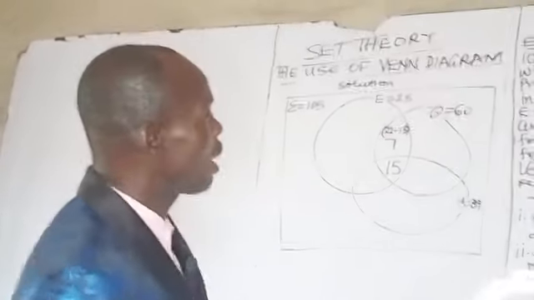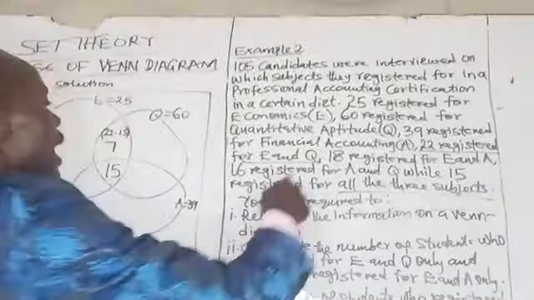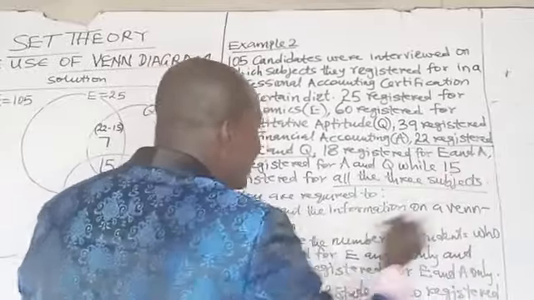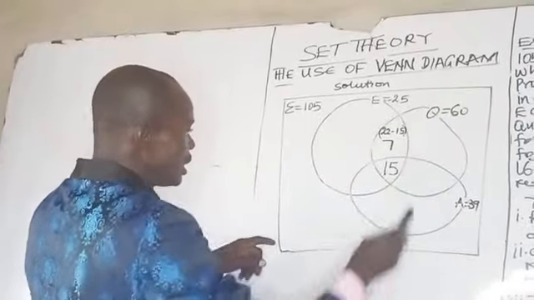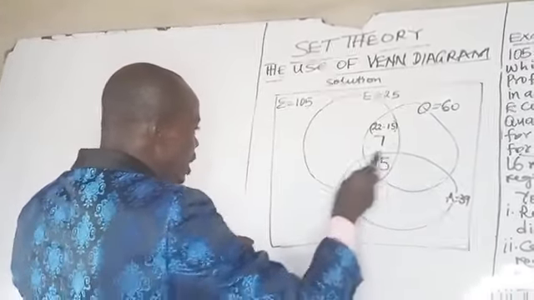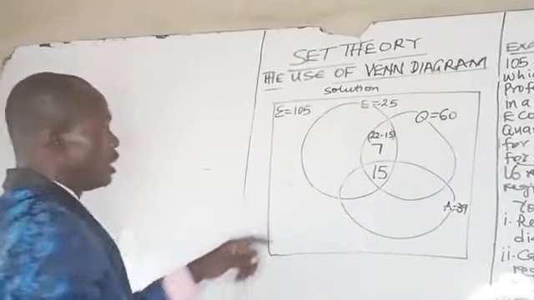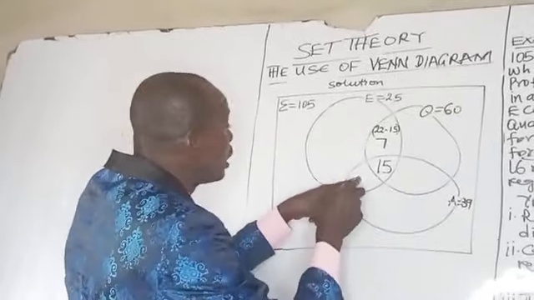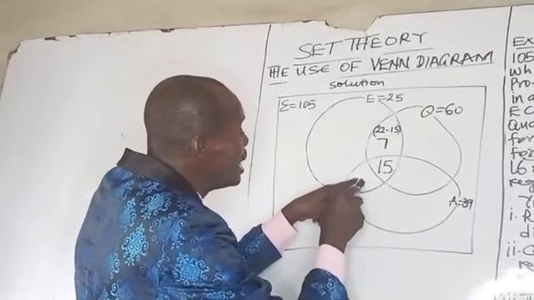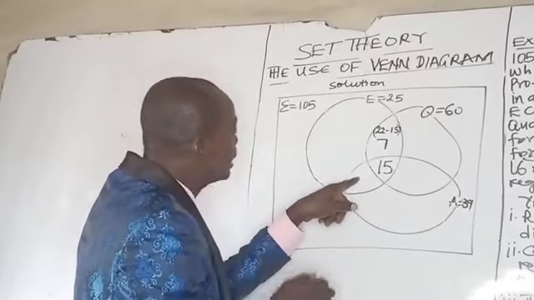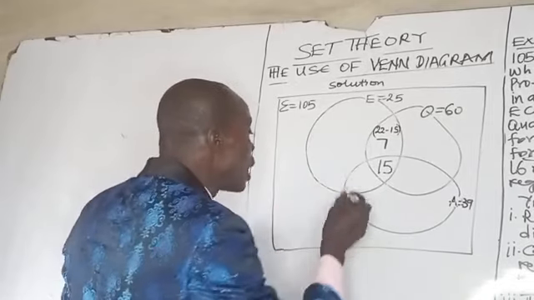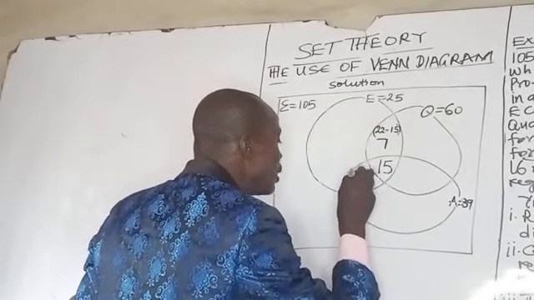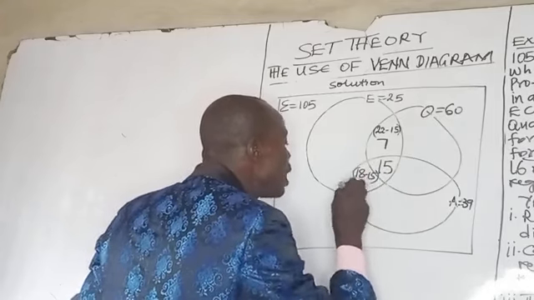Back to the question. After that 22, you have 18 register for E and A. This is E, this is A. The meeting point of the two is this region. And the 15 is inclusive. If it says 18 register for E and A only, you would have inserted the 18 here, and you don't need to subtract 15. But since the word only is not there, this place will be 18 minus 15. Please take note of that. So this region will be 3.